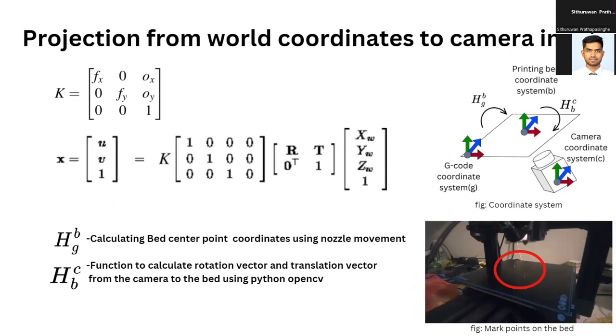The RT01 matrix shown here is the resultant homogeneous transformation matrix between the camera coordinate system and the bed center point coordinate system. It is calculated using HBG, the relative homogeneous matrices between the bed center point and the ground center point. And the homogeneous matrix between the camera and the bed center point is HCB.